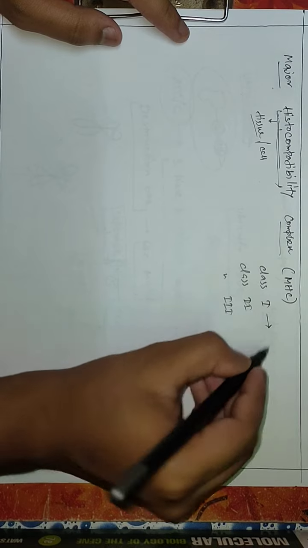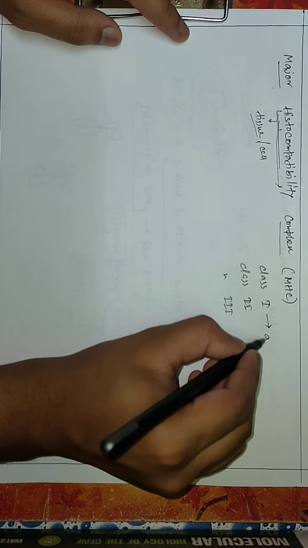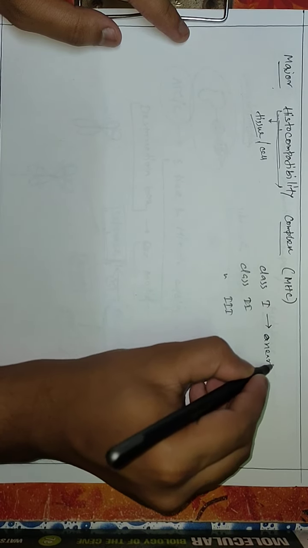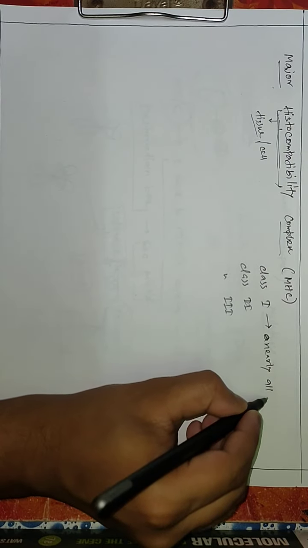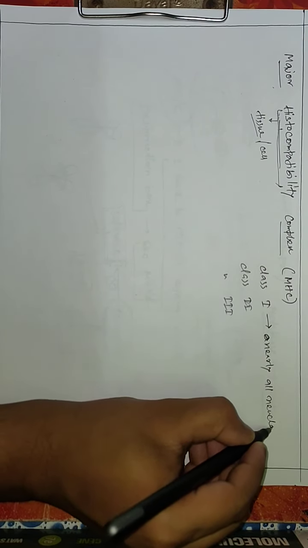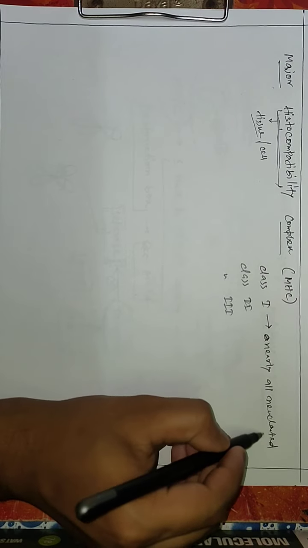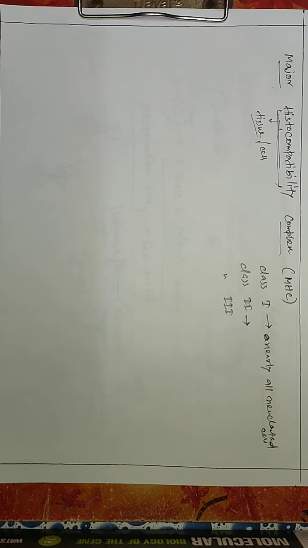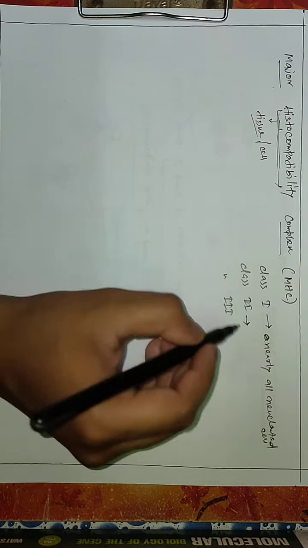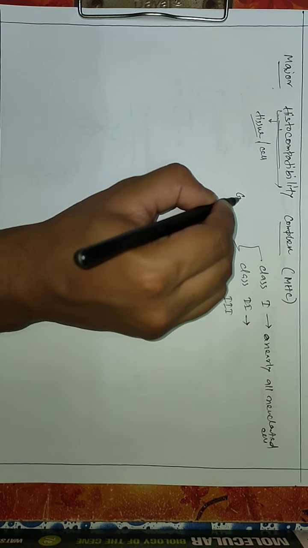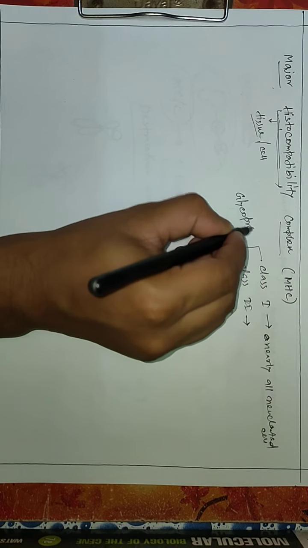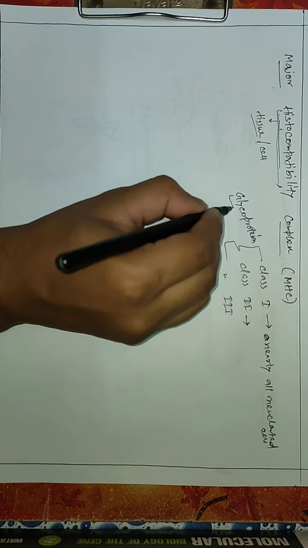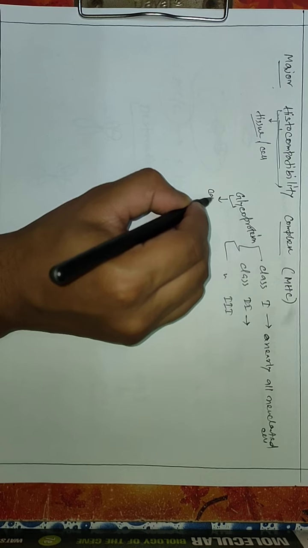So class 1 is found in nearly all nucleated cells, and class 2 is generally found, and remember one thing, they are all glycoproteins. Glyco means these have a carbohydrate unit, and protein means a polypeptide unit.